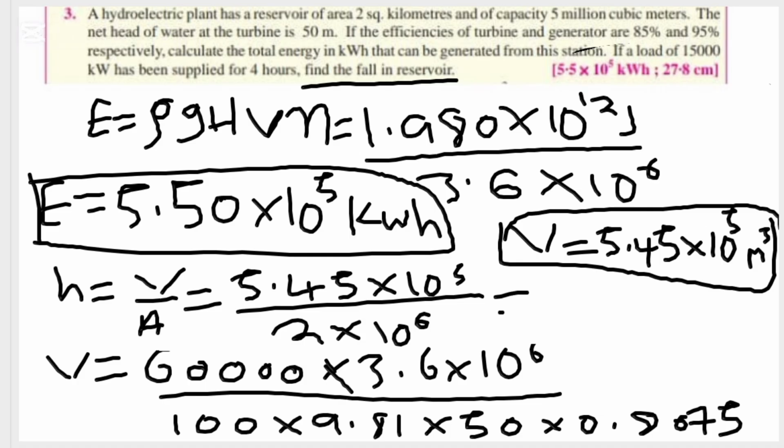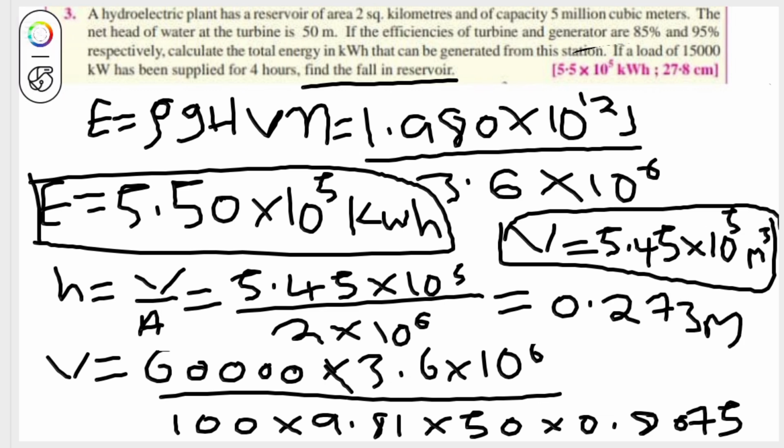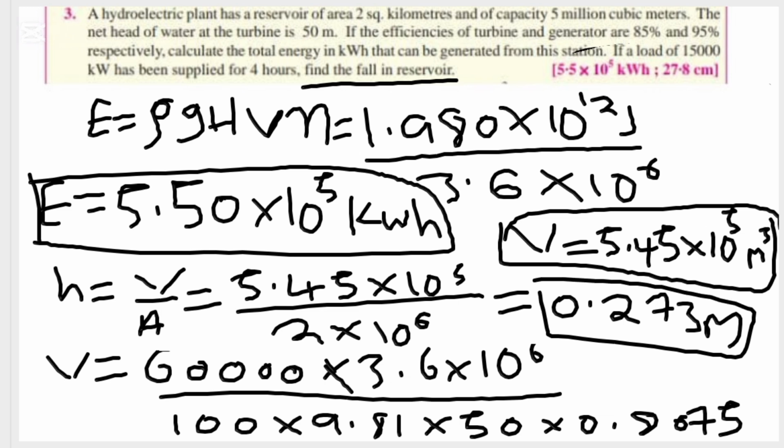So therefore at the end it should now be equal to my height, which is 0.273 meters. As you can see, this is in meters. So if you convert it to centimeters, you are going to get almost 27 point something. And don't forget, this is what?